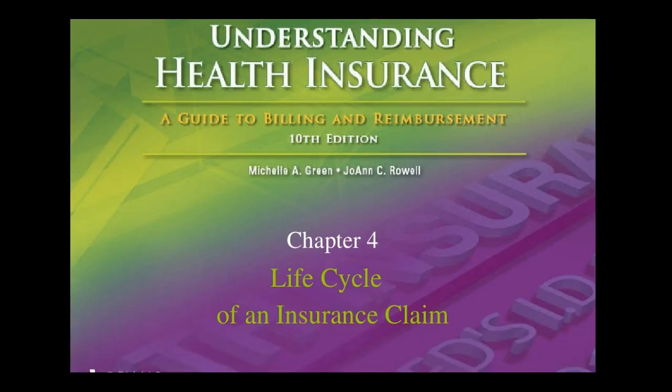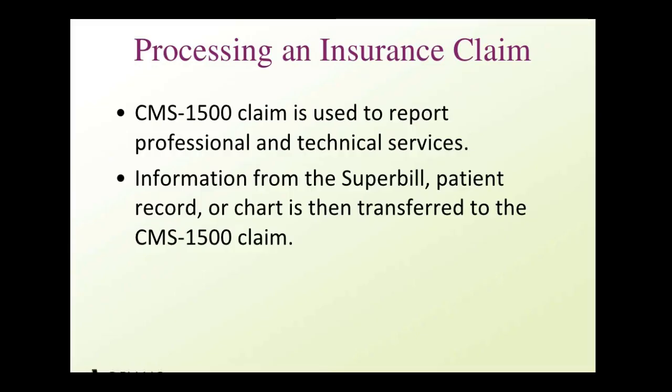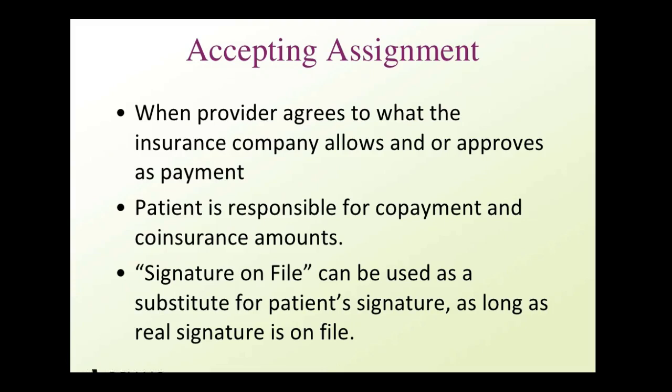Welcome to week 5, the life cycle of an insurance claim. Processing an insurance claim is when the CMS 1500 claim is used to report professional and technical services. The information from the superbill, or patient record, or chart is then transferred to the CMS 1500 claim.